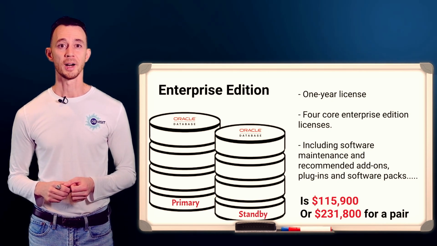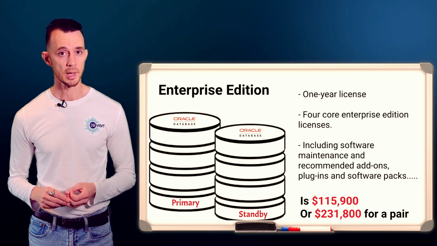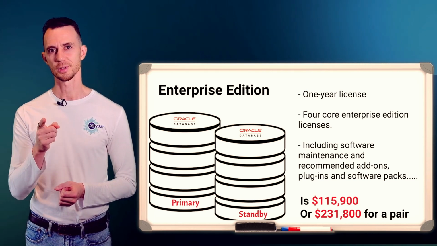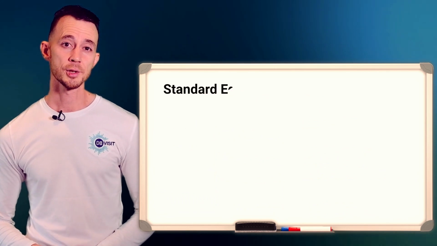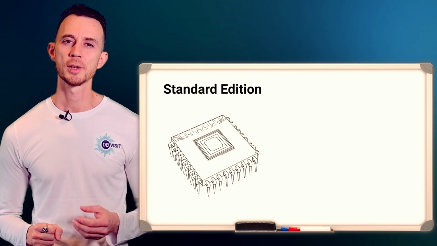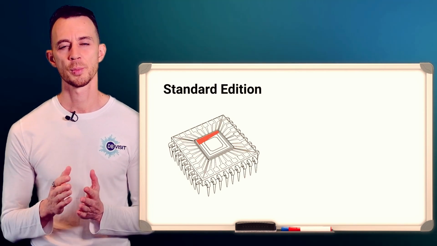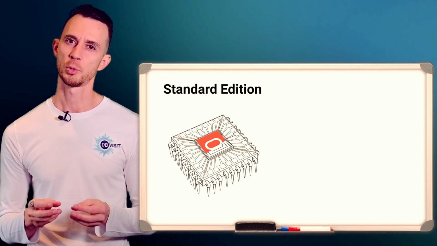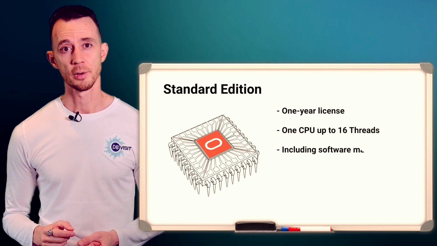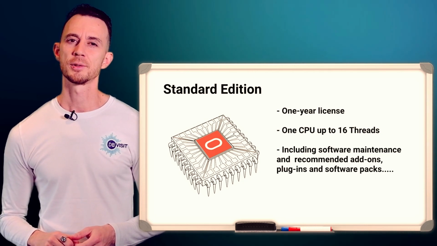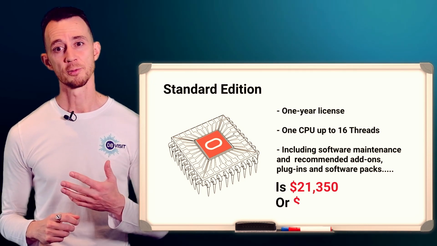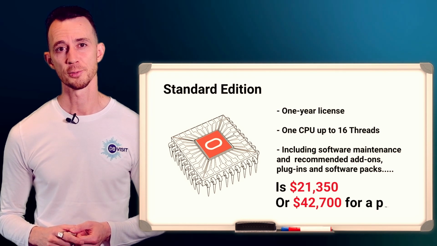And it is, of course, highly recommended that you always have a standby database, no matter what option you choose. We'll get onto more on that in just a second. For Standard Edition, on the other hand, the licensing model is a little bit different. Rather than pricing per core, Standard Edition is priced per CPU socket, per physical CPU unit. And the price for that, again including software maintenance for 1 year, is $21,350 per database, therefore $42,700 for a pair.